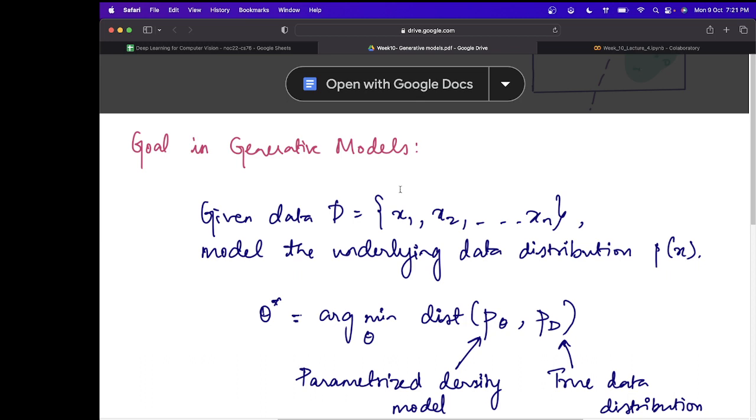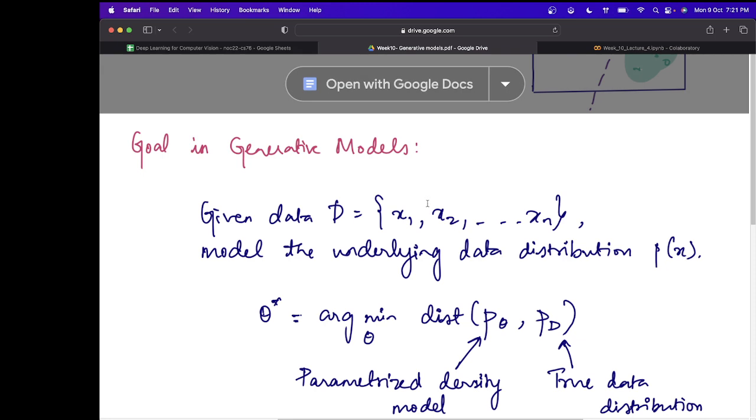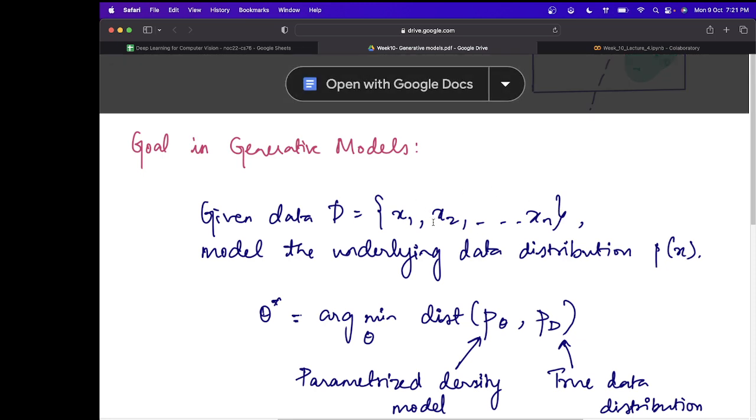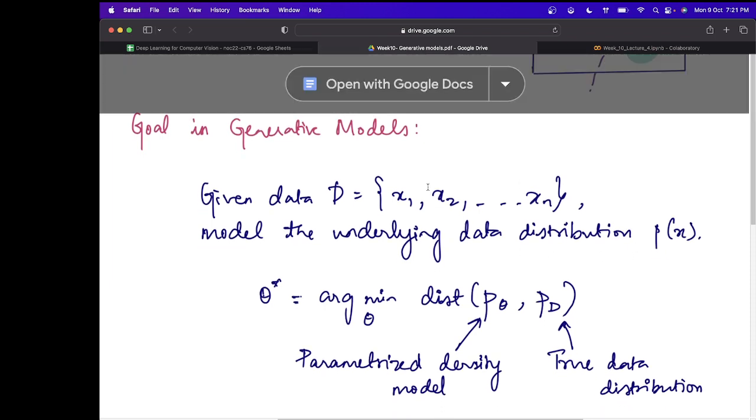In generative models, it's not a supervised task anymore, so we do not have the labels y, right? All we have are some data points x1, x2, which we can think of as images, up to xn, and we are trying to learn the distribution that generated these x's, right? It's impossible to learn the true distribution because you would need an infinite number of samples, which you do not have access to.